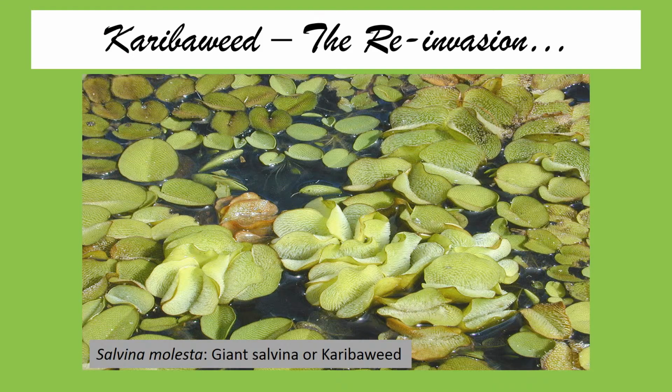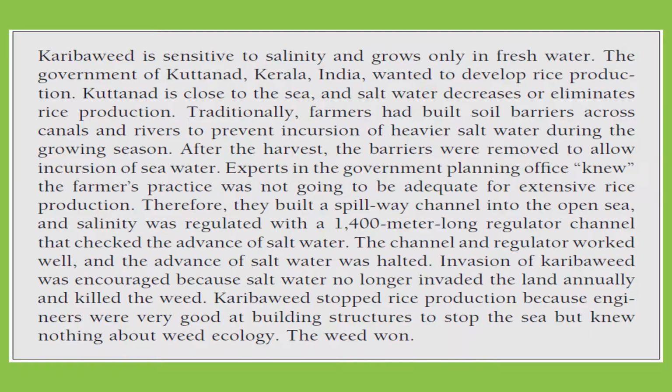Next is the story of Kariba weed. The story of Kariba weed is a story that I like the most. This story is about how humans think that they can outsmart the nature. Kariba weed is basically the giant salvinia or Salvinia molesta. It is an aquatic plant that can infest rice field.